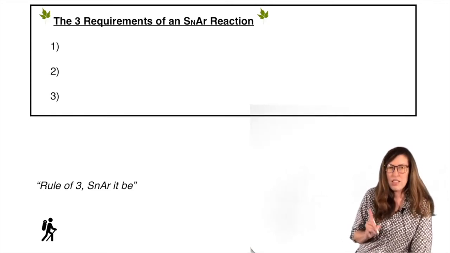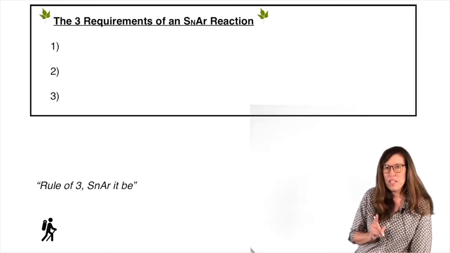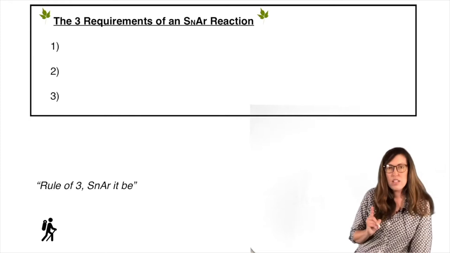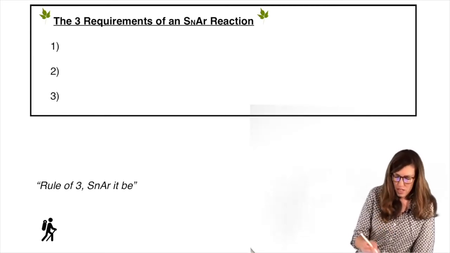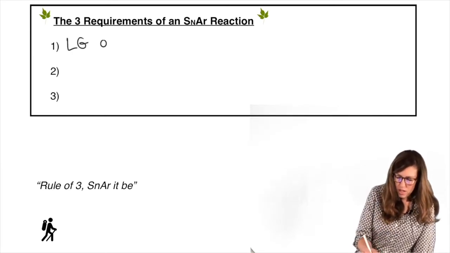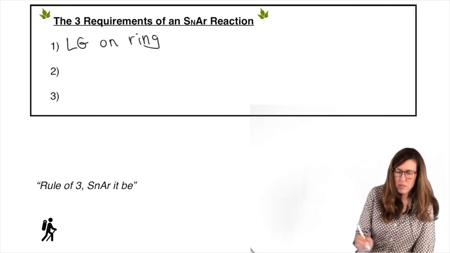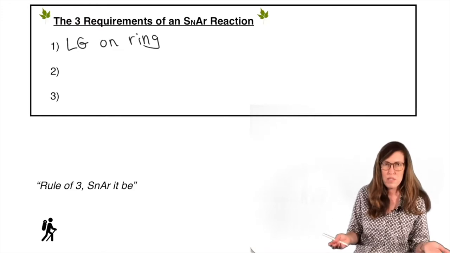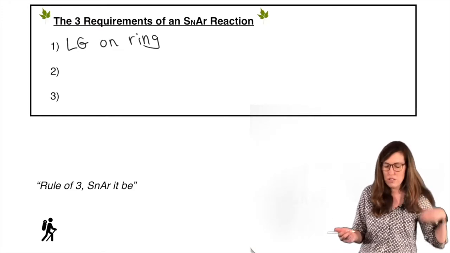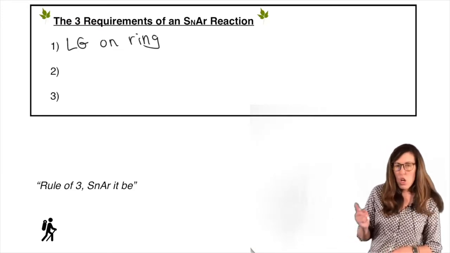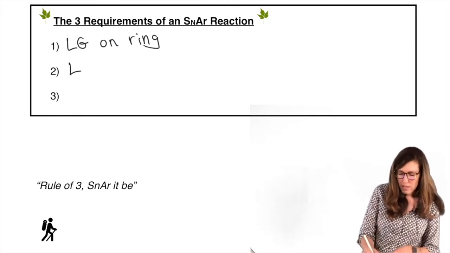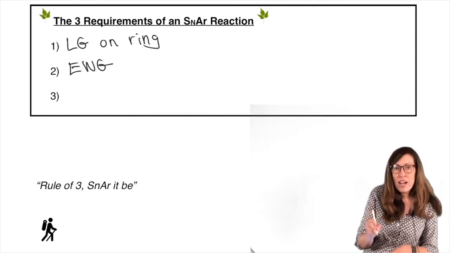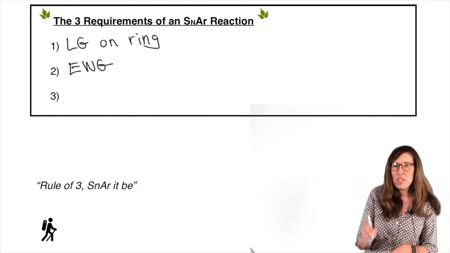However, let's keep it simple and just start with the three criteria required together in order to have an SNAr reaction. Leaving group on the ring. So we must have a leaving group, something that you know you've been using as a leaving group all along. Halogens are probably the most common, but don't forget tosylates and mesylates, those are all okay too. We also have to have an electron withdrawing group on the ring, because remember, benzene is now an electrophile. So it needs to be electron poor.